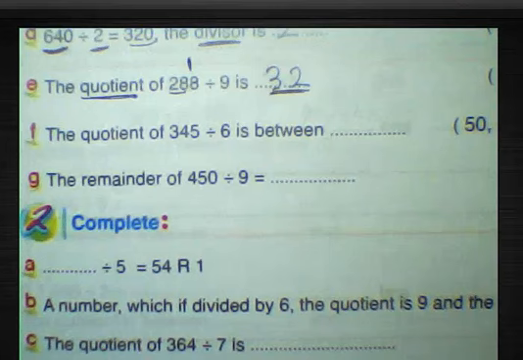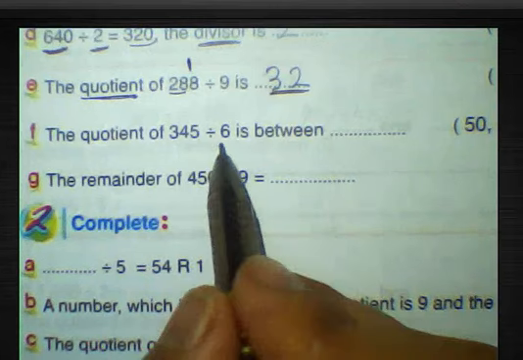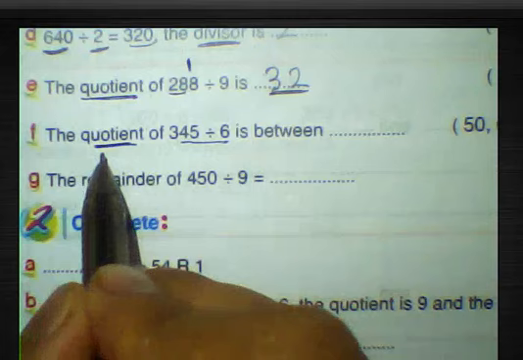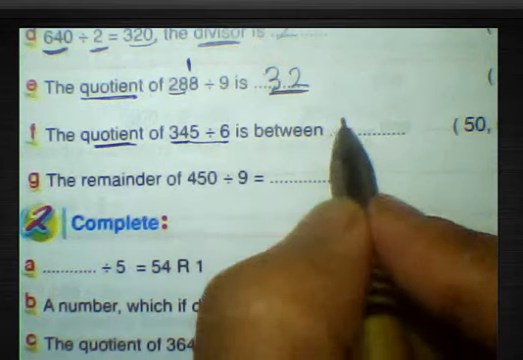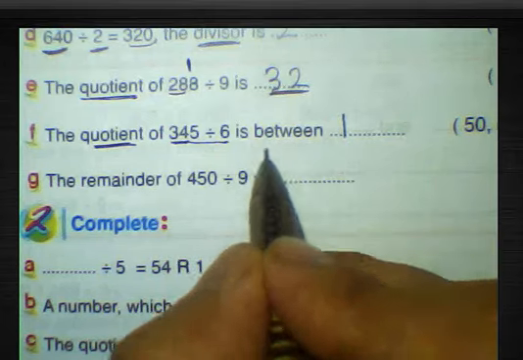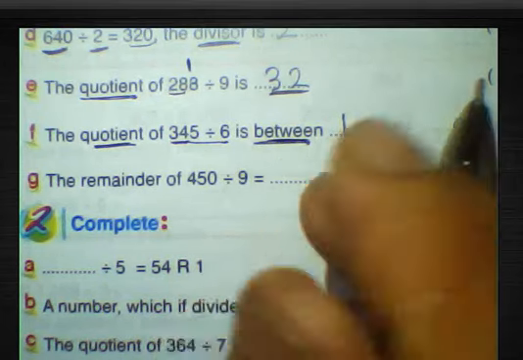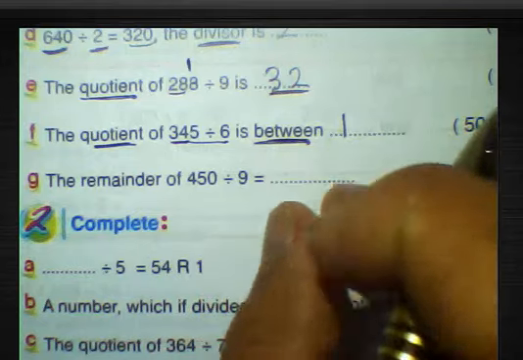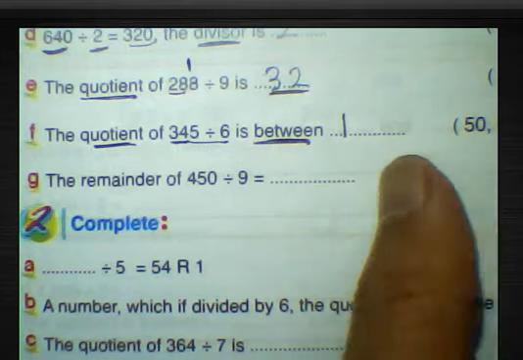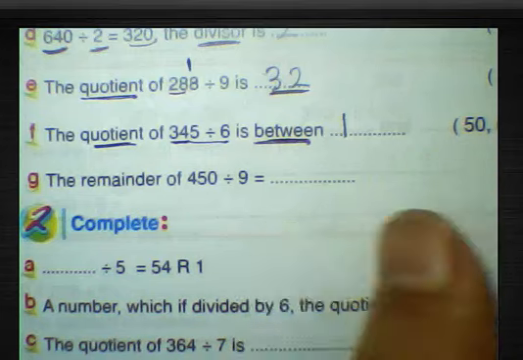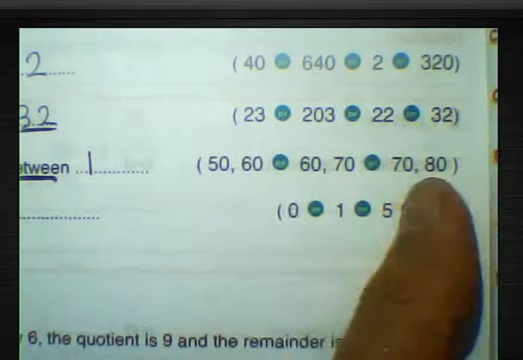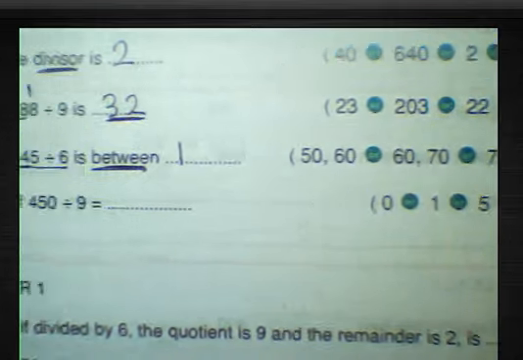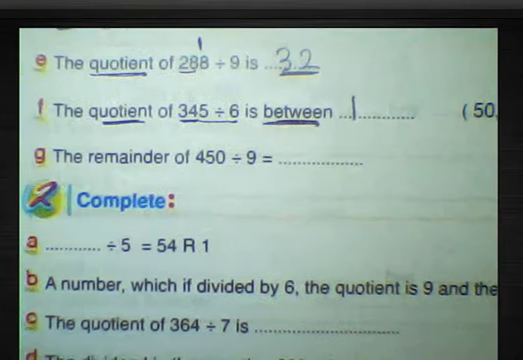The quotient of 345 divided by 6 is... you want to find the quotient. 34 divided by 6 equals 4. Right here, tell me, between what? The result is between what? You can find the result, and look at the choices here. Is this number between 40 and 50, or 50 and 60, or 60 and 70, or 70 and 80? So you can find the result in one step, and in the next step you can choose from these parentheses.